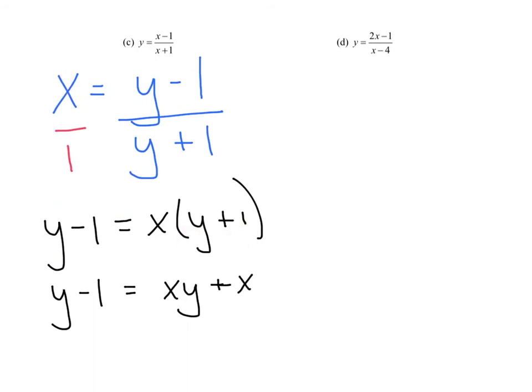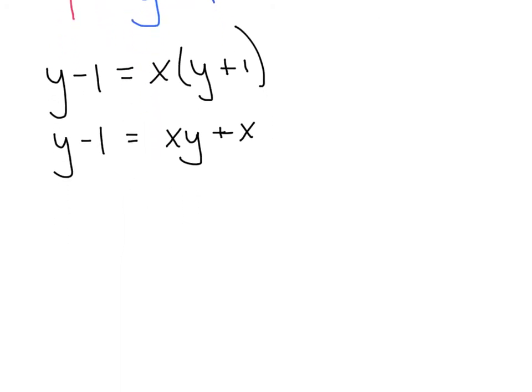I get x times the y plus 1, and now I just take that x and distribute it through. If you've got to that point, you're halfway there. I'm going to put the y's on one side and everybody else on the other side. So I'm going to bring this xy over by saying minus xy, and I'm going to bring this 1 over by adding it. Okay, so now I have anybody with a y on one side, and remember, it comes back to our favorite word, that factor word.